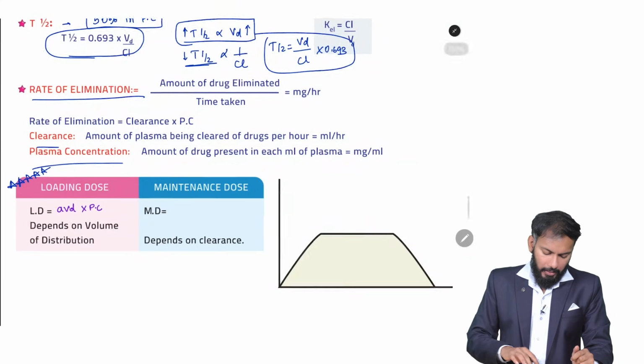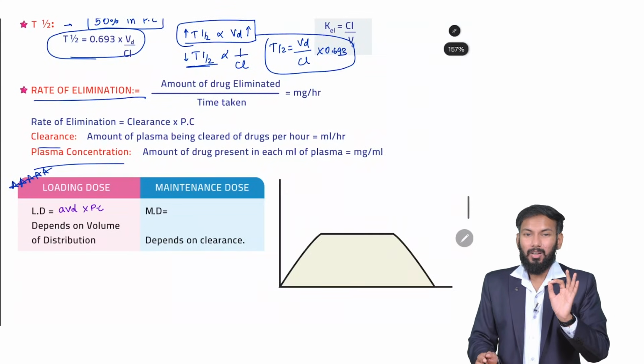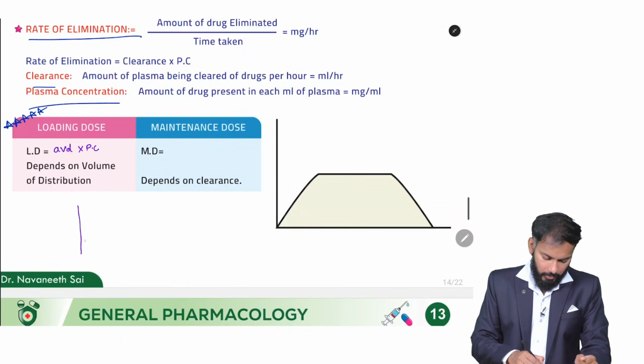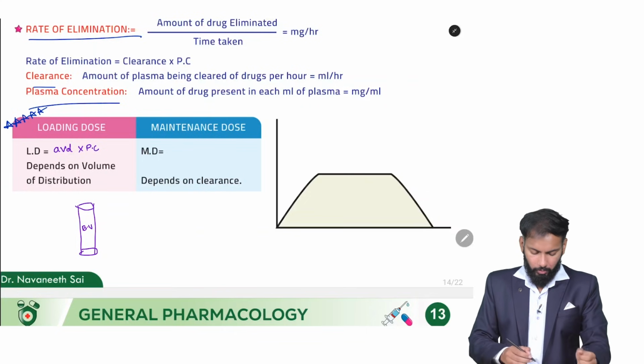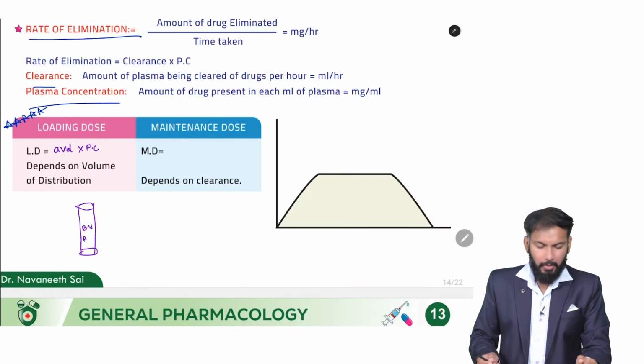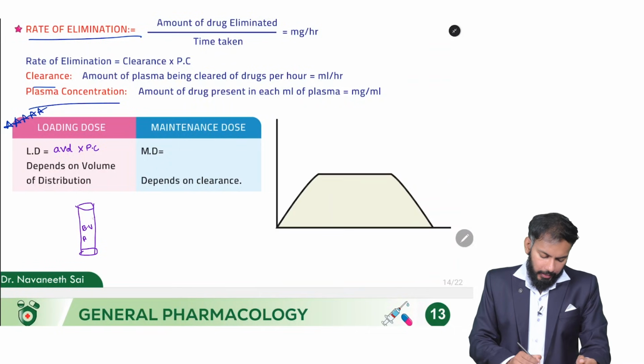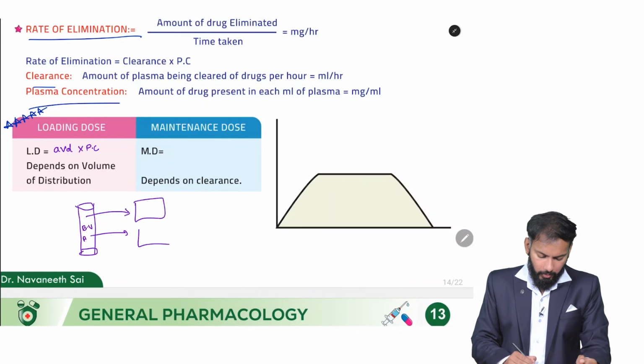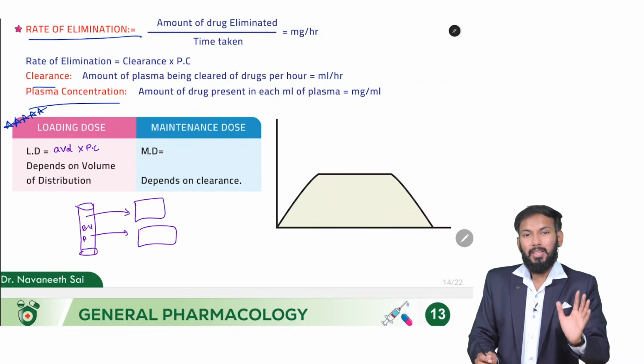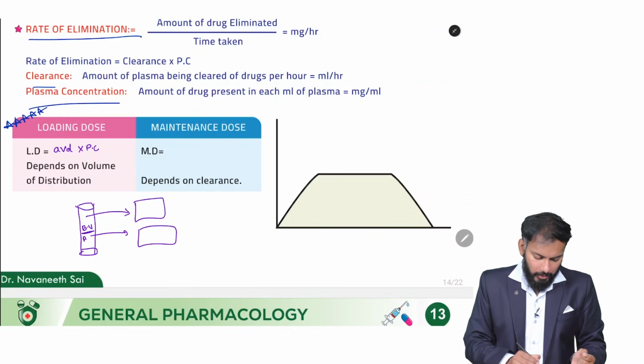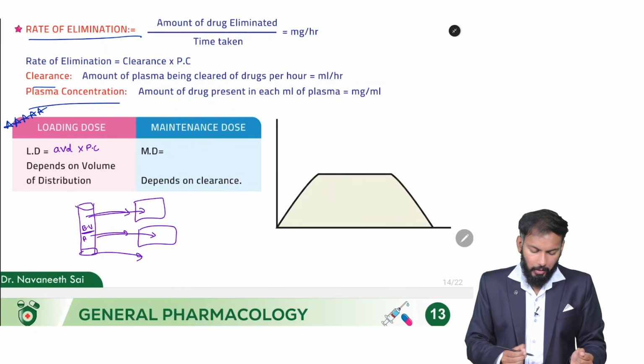Loading dose means, see, let us suppose you want the drug to stay in the plasma. This is the blood vessel. You want a certain amount of drug to stay in the plasma. Okay. Now, in the distribution, what will happen? The drug will go into various tissues. So, in the loading dose, if you want the drug to stay in the blood vessels, it has to fill up all the tissues that it can.